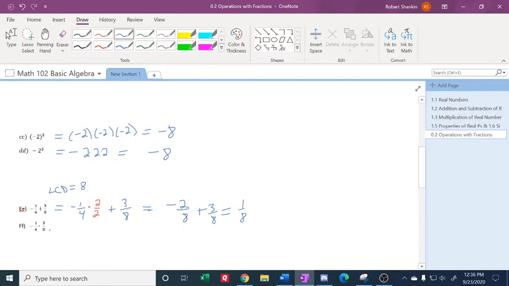And then when we multiply two fractions, you just multiply the tops, multiply the bottoms. And there's only one negative sign, so the whole thing is negative. 3 times 1 is 3, 8 times 4 is 32, and that doesn't reduce, so we just leave it like this.